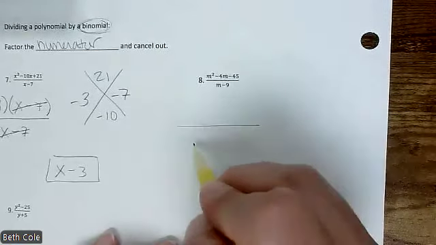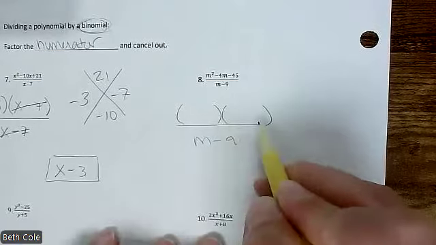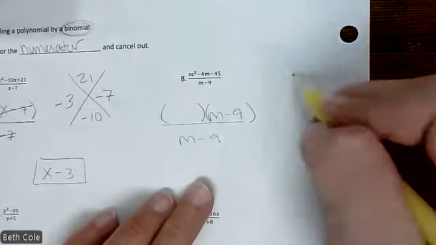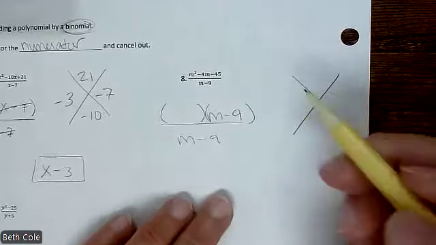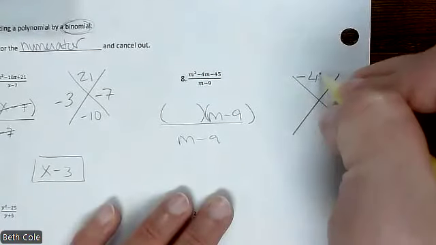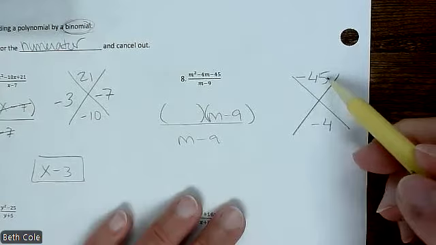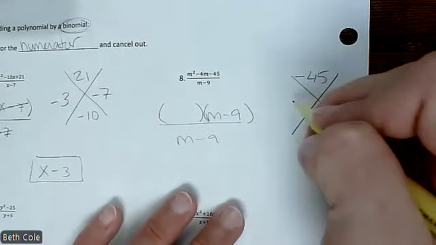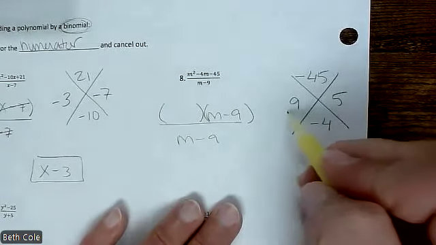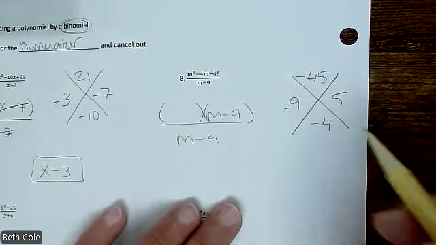So for example, if you want to set this one up blank first, when I split this, one of the factors is going to have to be m minus 9. It's going to have to match like that. So you kind of have part of the problem done for you. Negative 45 goes on the top, negative 4 goes on the bottom. I'm trying to come up with numbers that multiply to be 45. That would be 9 times 5. And to get negative 4, I need negative 9 plus 5 will give you negative 4.